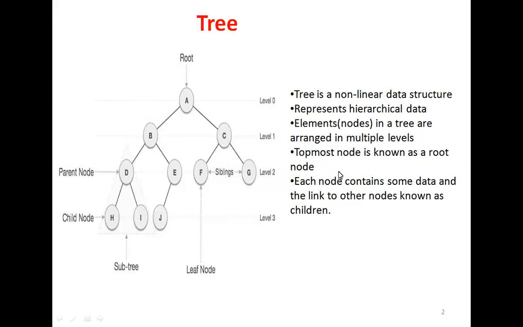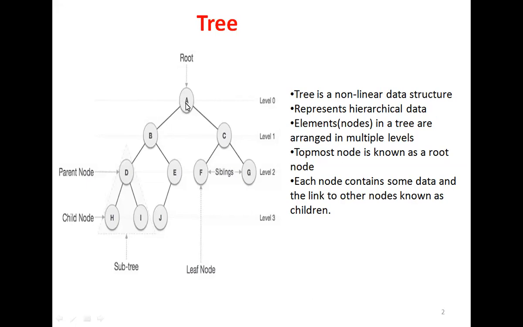The topmost node in this tree data structure is known as the root node. You can see this is the topmost node. So this is the root node. The topmost node in the tree data structure is known as the root node, and each node contains some data and the link to other nodes known as children. Each node contains data and it also contains links to other nodes, and the nodes which are derived from a node are known as children of that node.